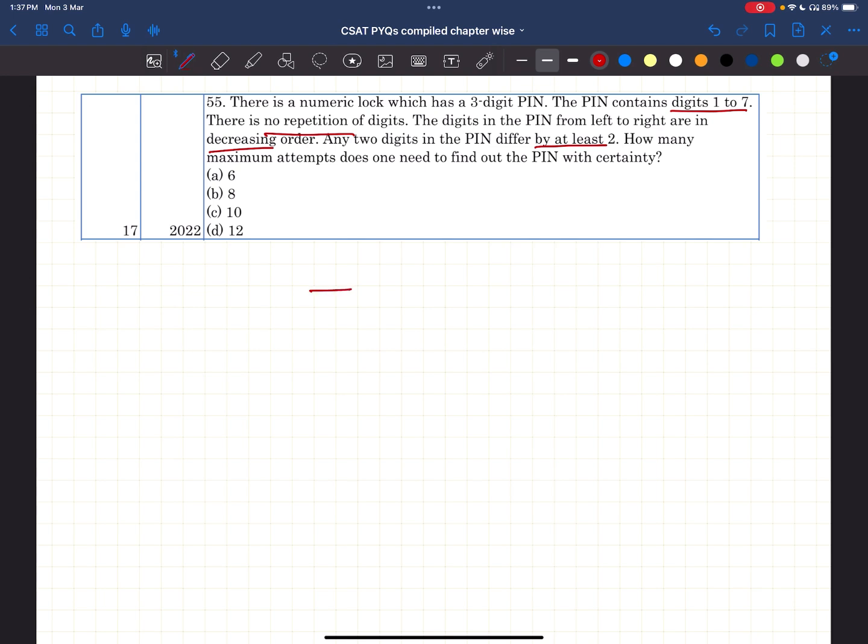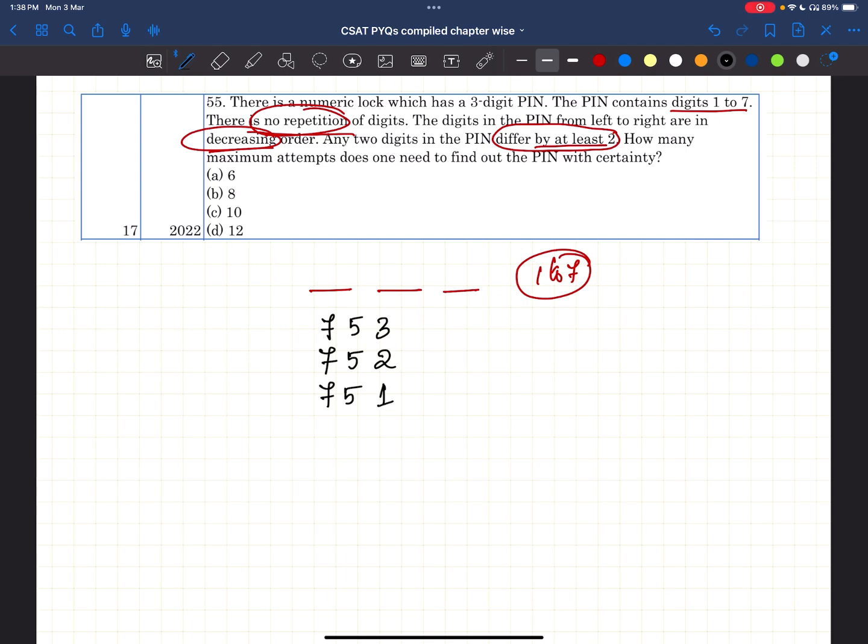What is it telling? It's telling 3-digit pins, from 1 to 7 and no repetition, in decreasing order, and the numbers differ by at least 2. Let's take the maximum value, that is 7. The difference is at least 2, so I'll take 5 and 3. What is the other possibility? 7, 5, 2. Next, 7, 5, 1.